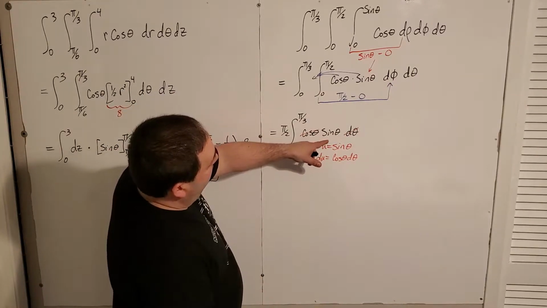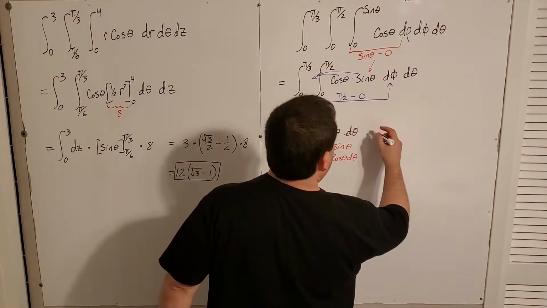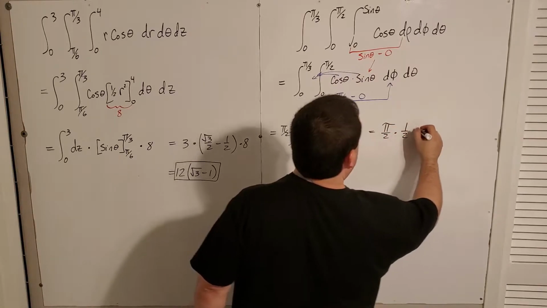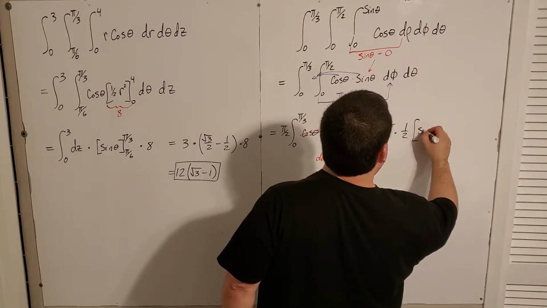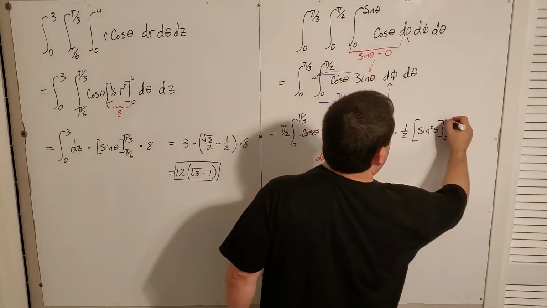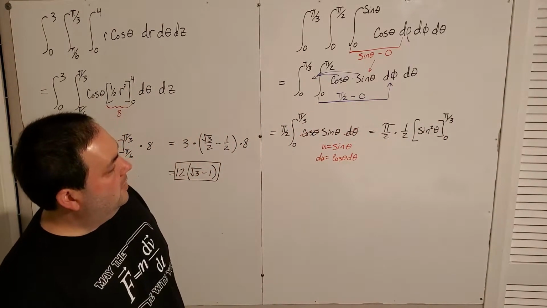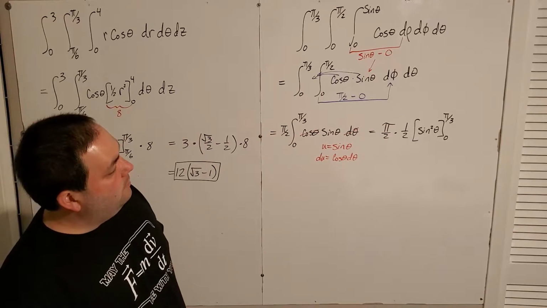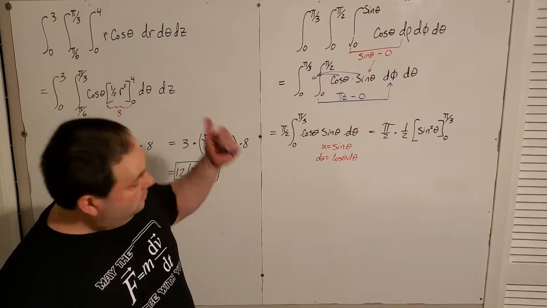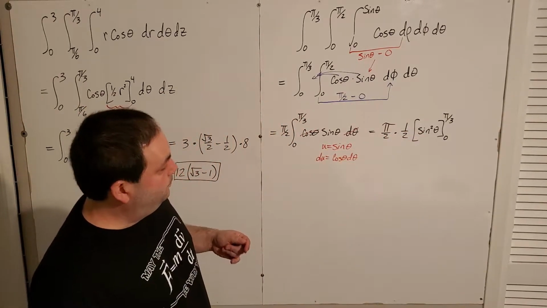And I'm just integrating basically u, so I get 1/2 u squared. So pi over 2 times 1/2, and that's going to give me sine squared, evaluated from 0 to pi over 3. Sine of pi over 3 is square root of 3 over 2, right? We already saw that a little while ago. Hopefully you've seen it before that too. And sine of 0 is 0.